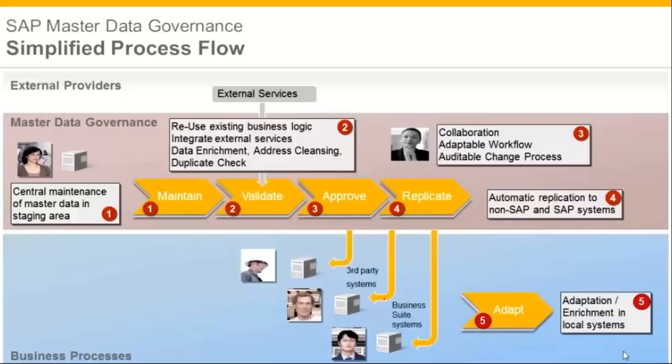Have you covered that adaptation and enrichment part? Not yet covered, we'll be covering it. We'll be covering them as part of our data quality functions. Okay. So this is the process flow.